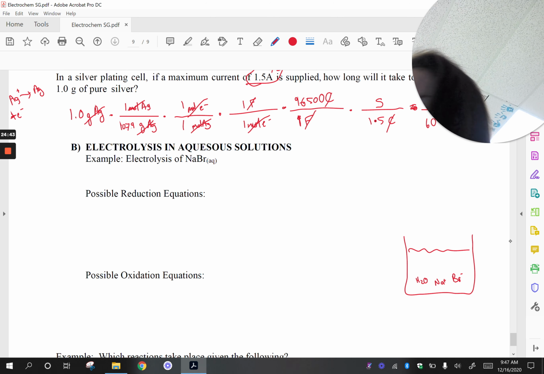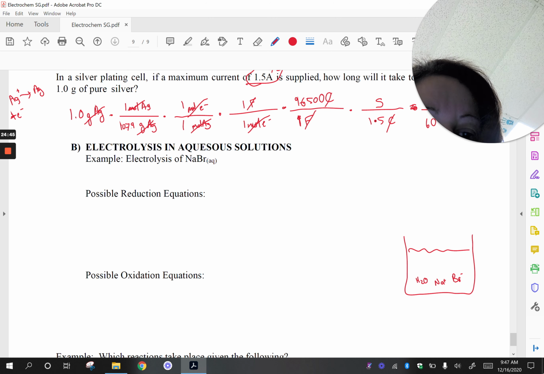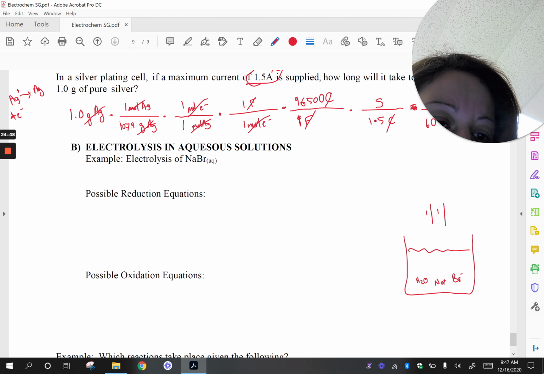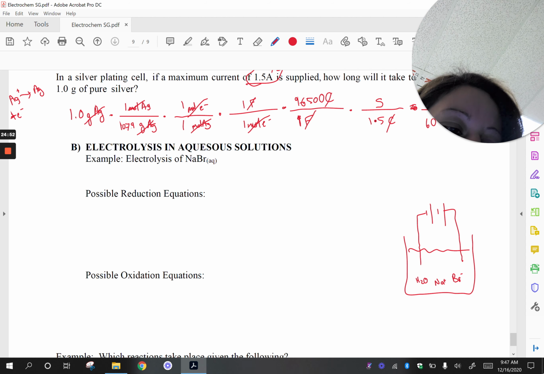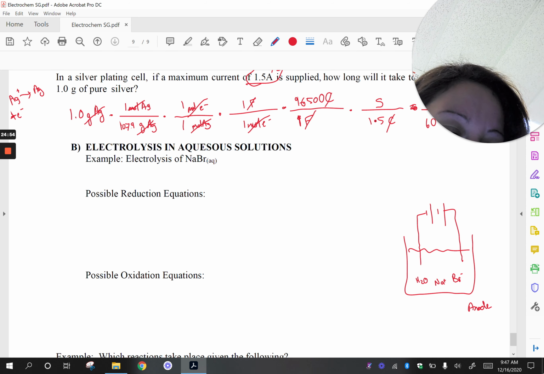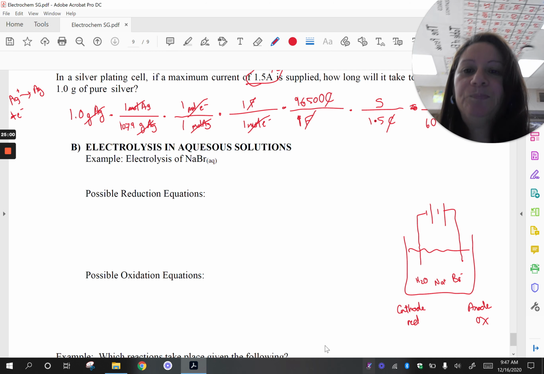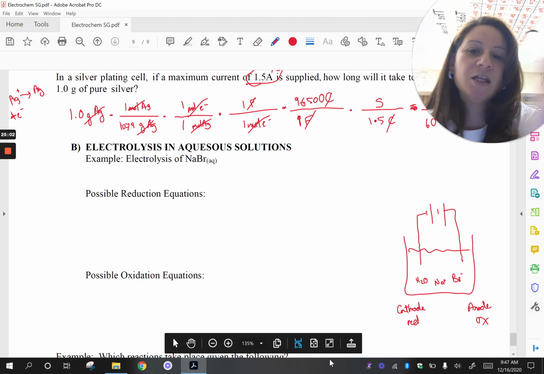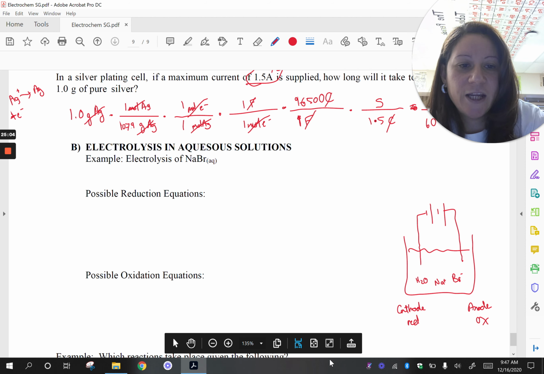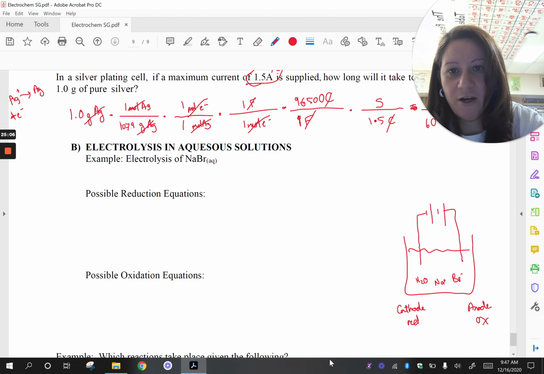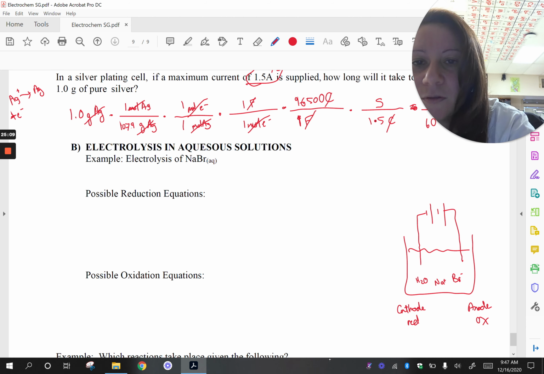If it's electrolytic, then I need a battery. I need wires. This is my anode. This is my cathode. This is where reduction occurs. This is where oxidation occurs. Okay, so we have sodium ions and bromide ions. So Na pluses and Br minuses.